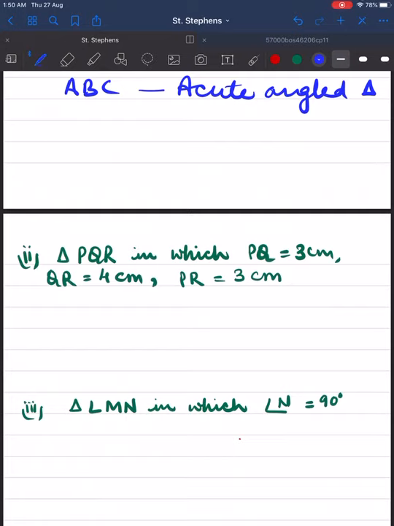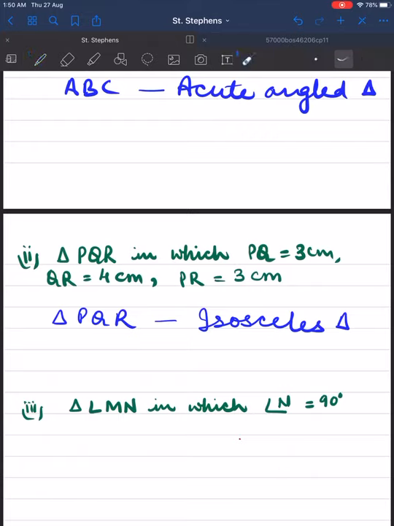Second, triangle PQR, in which PQ is 3 cm, QR is 4 cm, and PR is 3 cm. So we observe here that the lengths of the two sides of the triangle, PQ and PR, are 3 cm each. So here triangle PQR is an isosceles triangle. Third, triangle LMN, in which angle N is equal to 90 degrees. So one of the angles of triangle LMN is a right angle. So triangle LMN is a right angled triangle.